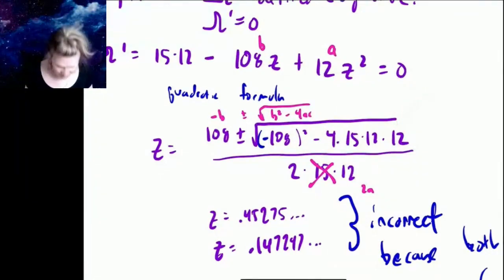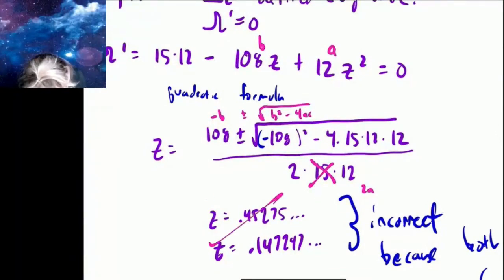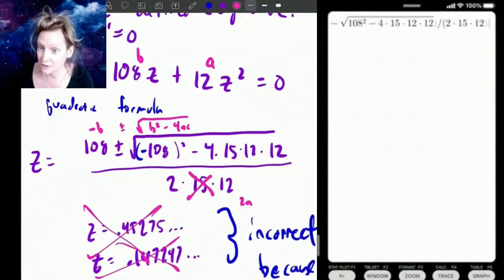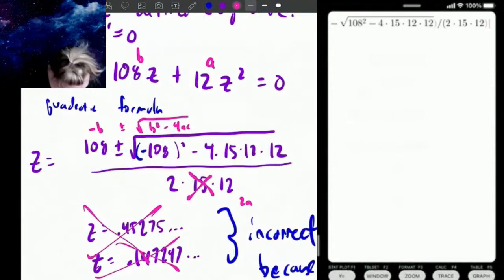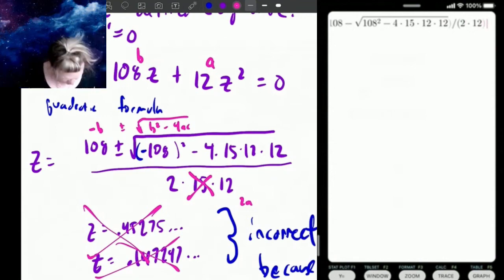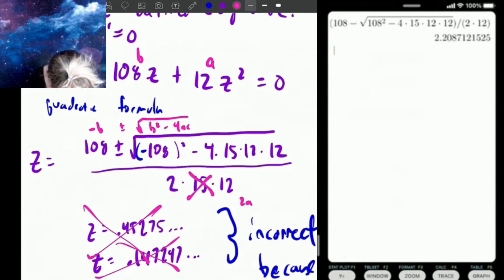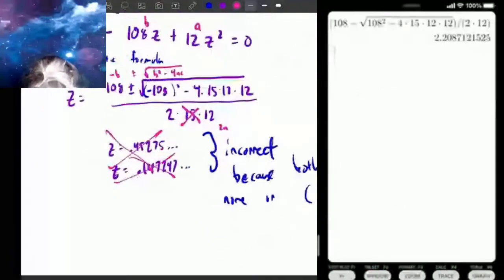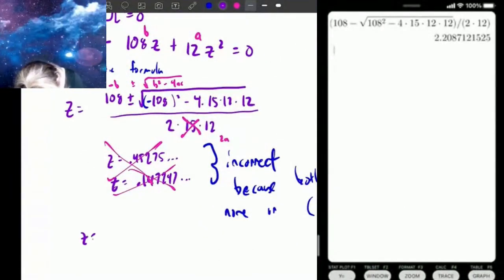Okay, so I think all I need to do in order to get my correct answers, and I'm going to use my second entry button to recall the last thing I did. And I'm going to go over a few characters and delete that so that I have 12. Yeah, that looks right. Okay, go enter. Ooh, okay. Yeah, that looks good. All right. So now we know that z equals 2.2087 and some stuff.